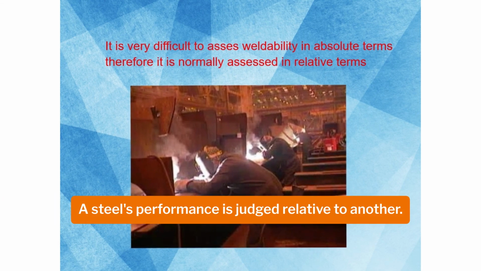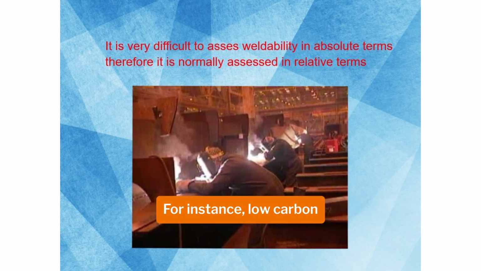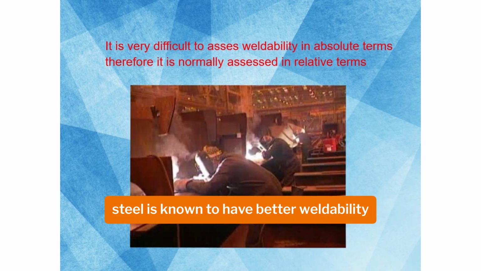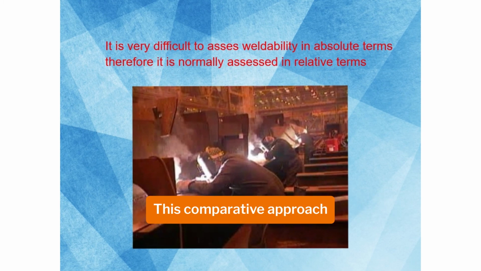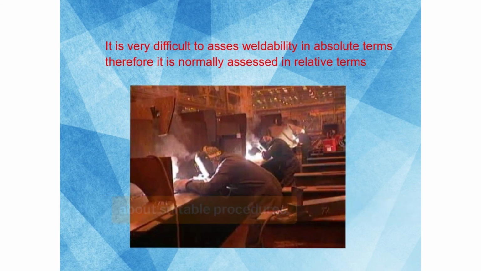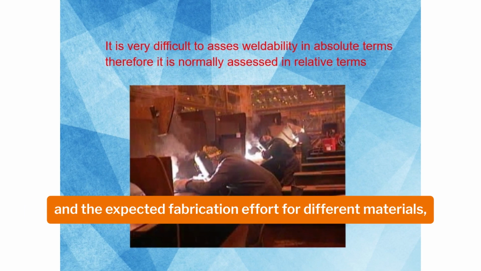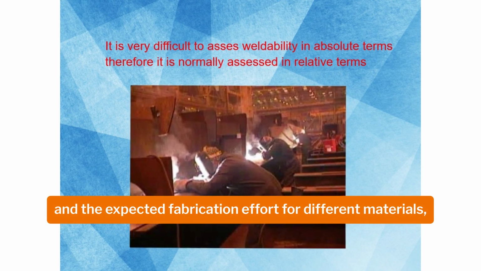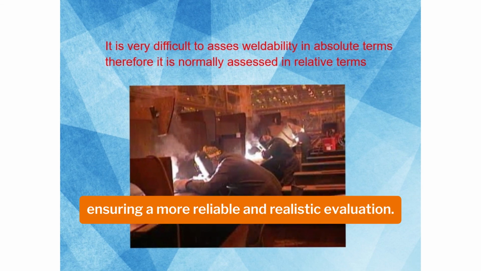A steel's performance is judged relative to another. For instance, low-carbon steel is known to have better weldability than high-carbon steel. This comparative approach allows engineers to make practical, contextual decisions about suitable procedures, necessary precautions, and the expected fabrication effort for different materials, ensuring a more reliable and realistic evaluation.